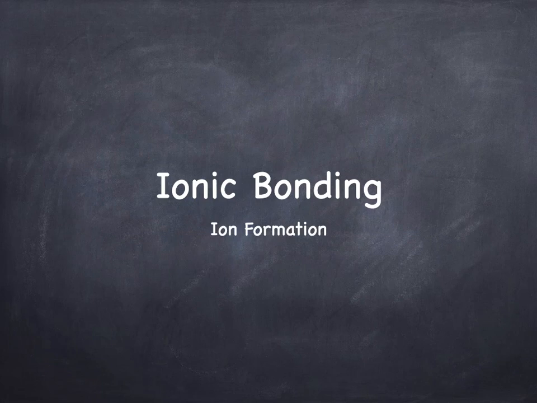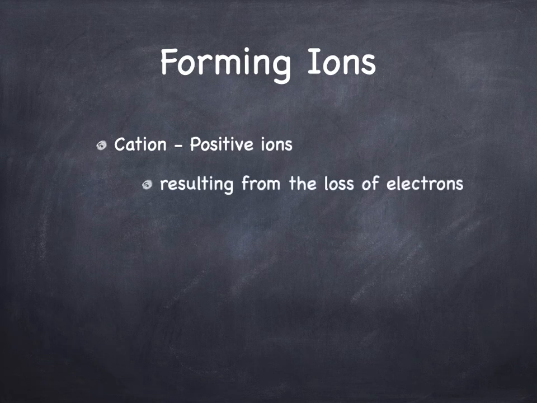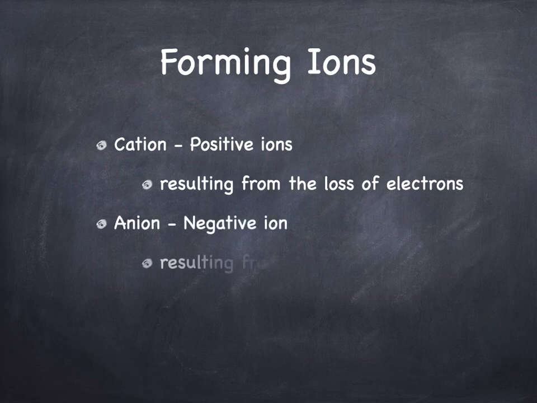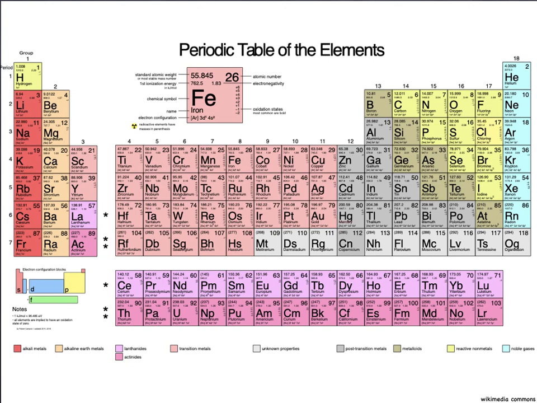We've talked about gaining and losing electrons, so let's look a little bit at ion formation. So, the forming of ions. We'll recall some terminology here. Cations are positive ions which result from the loss of electrons. So, when you lose negative charge, you're going to have more positive than negative, and that's going to result in a positively charged ion. Anions are negatively charged ions, and they result from the gaining of electrons. So gaining negative charges makes you negative.